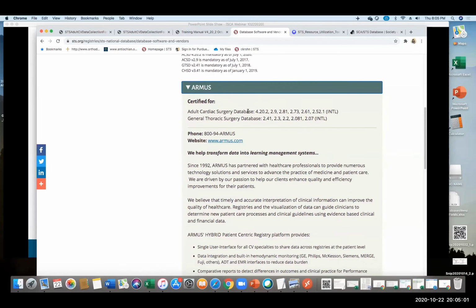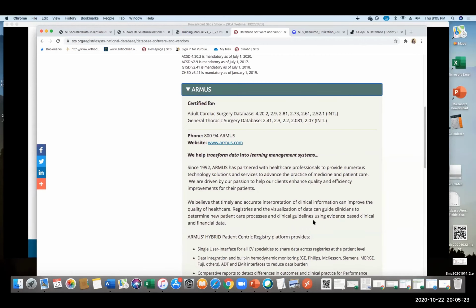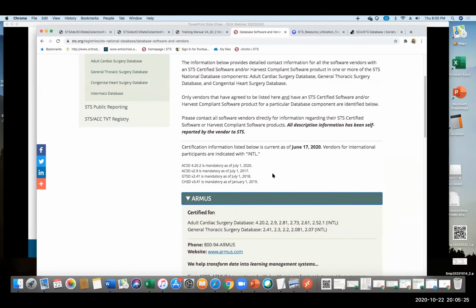For adult cardiac surgery, ARMIS, for example, is certified on the current version, and they are fully certified in both the data spec, software spec, and in the risk model build. And they're also internationally certified. So if you have a site that is not within the United States, but is in Europe or overseas, they are also certified to be their vendor as well. So hopefully that helps.